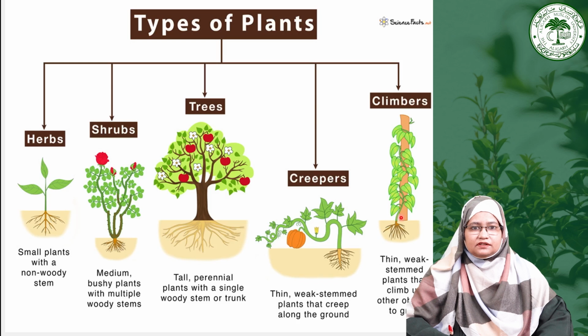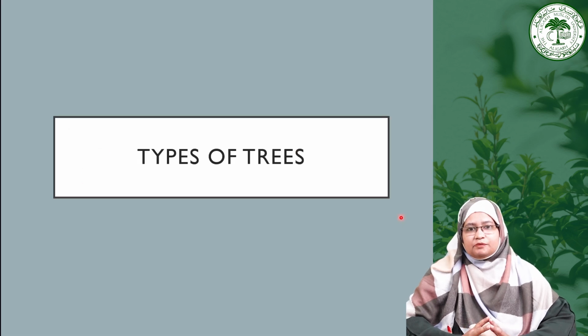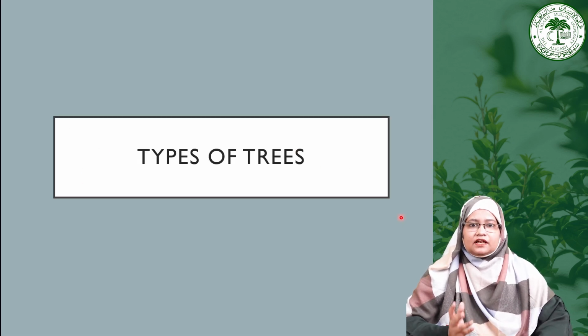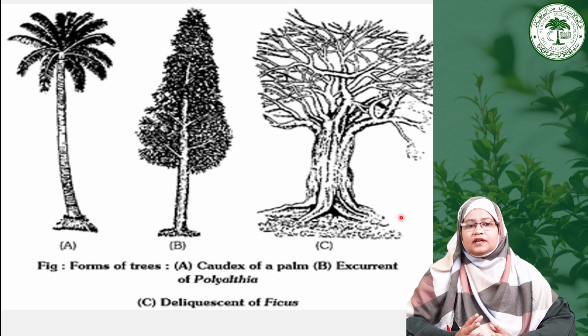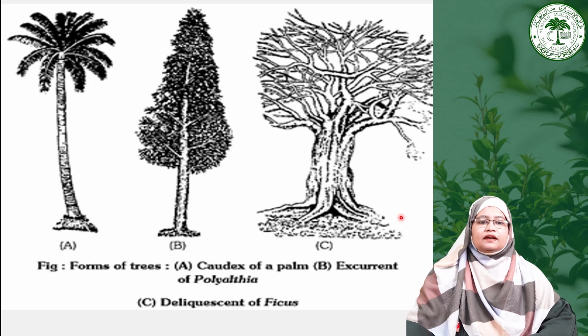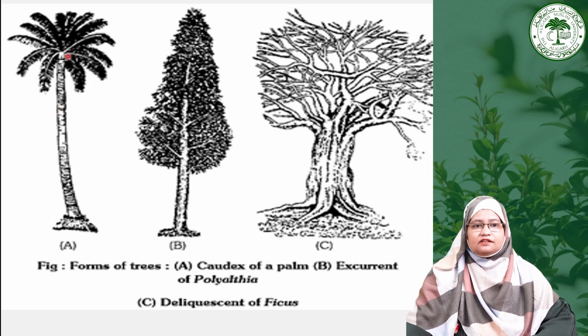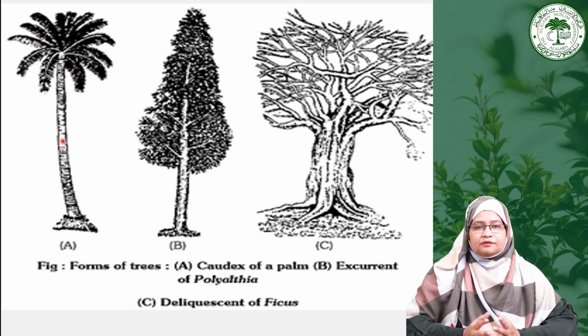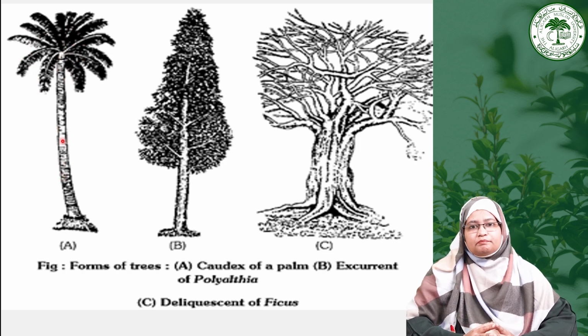Now moving towards the next topic, the types of trees. As we have seen, trees have a perennial habit and there are different forms of trees depending upon their growth habit. The first one is called caudex. Caudex is a type of tree in which the main stem or trunk is unbranched, and at the top of the stem there is a crown of leaves. The most prominent example of this is a palm.